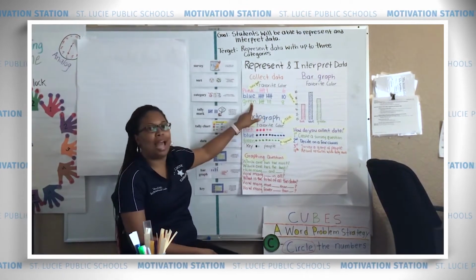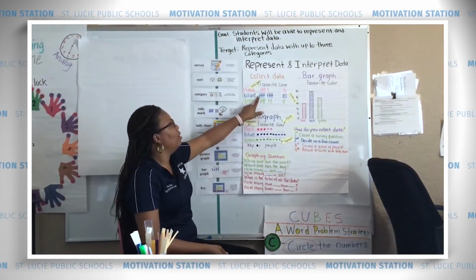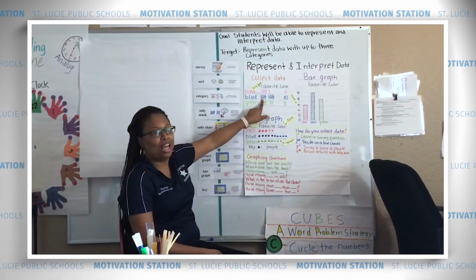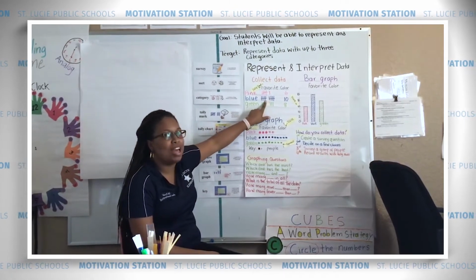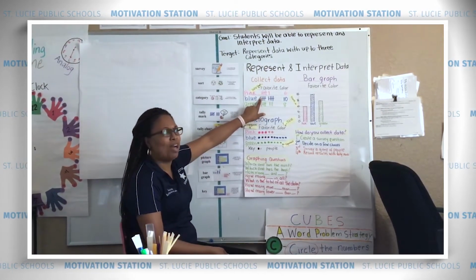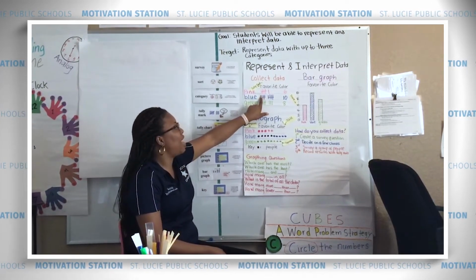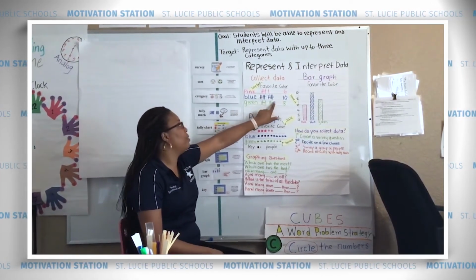How many people like blue? Oh, let's look at it. Oh, did you see? There are 2 groups of 5. What are 2 groups of 5? That would be like 5 plus 5. See, that's why you need to learn those math facts. So 5 and 5 is 10, boys and girls.